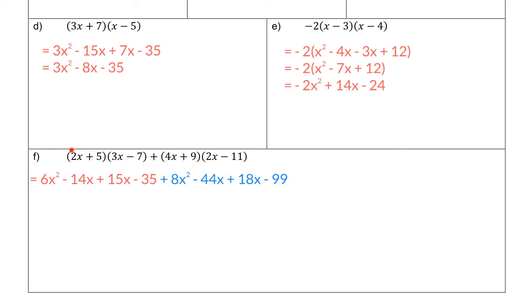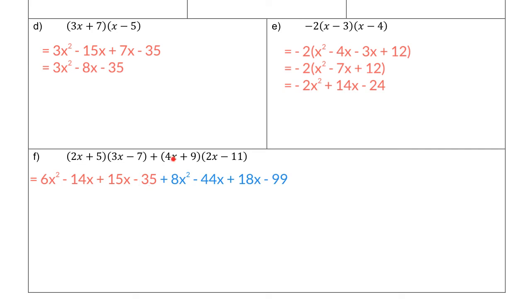And for the last one, I'm breaking it into pieces. I'm going to look at this part first. That's what I have in red. And this part separately. That's what I have in blue. 2x times 3x is 6x squared. 2x times minus 7 is minus 14x. 5 times 3x is 15x. 5 times minus 7 is minus 35.